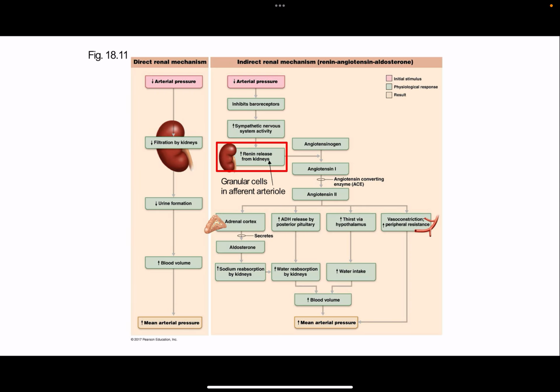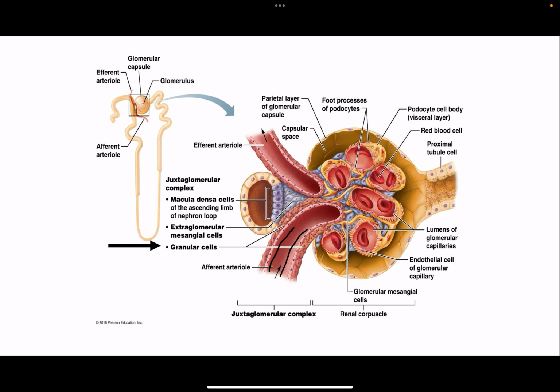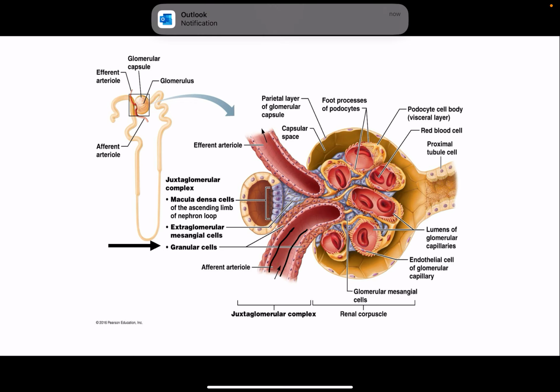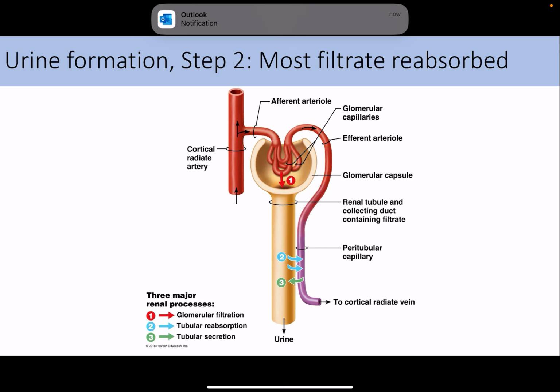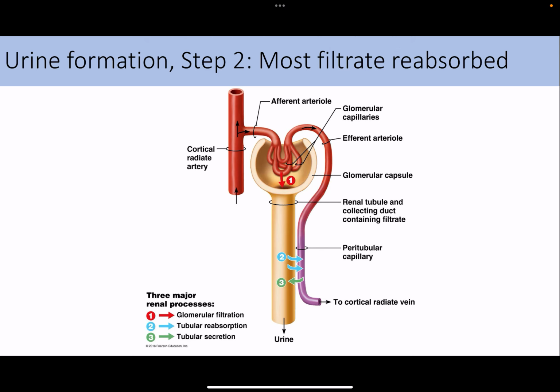All right, so remember that it's going to be the granular cells in the afferent arterioles that are going to be regulating blood flow here. So if blood pressure is too high, they constrict to allow for less blood flow. If blood pressure is too low, they will dilate to allow for more blood flow. And that's filtration. Okay? So step 2 of diuresis or urine formation is reabsorption.